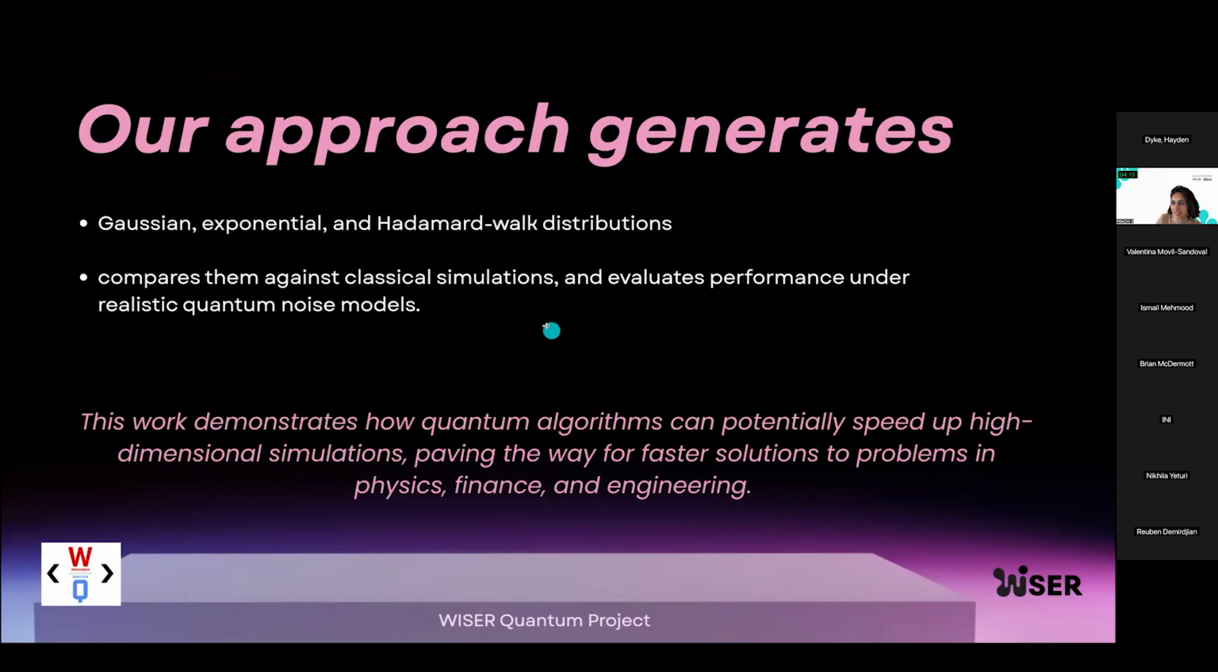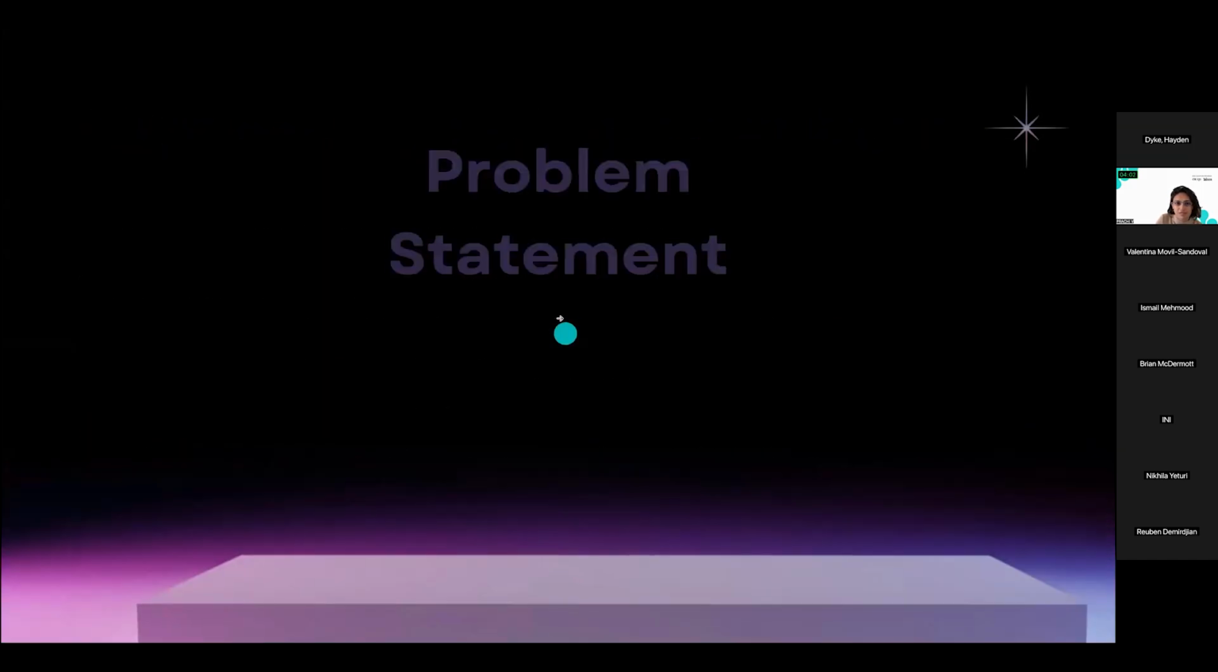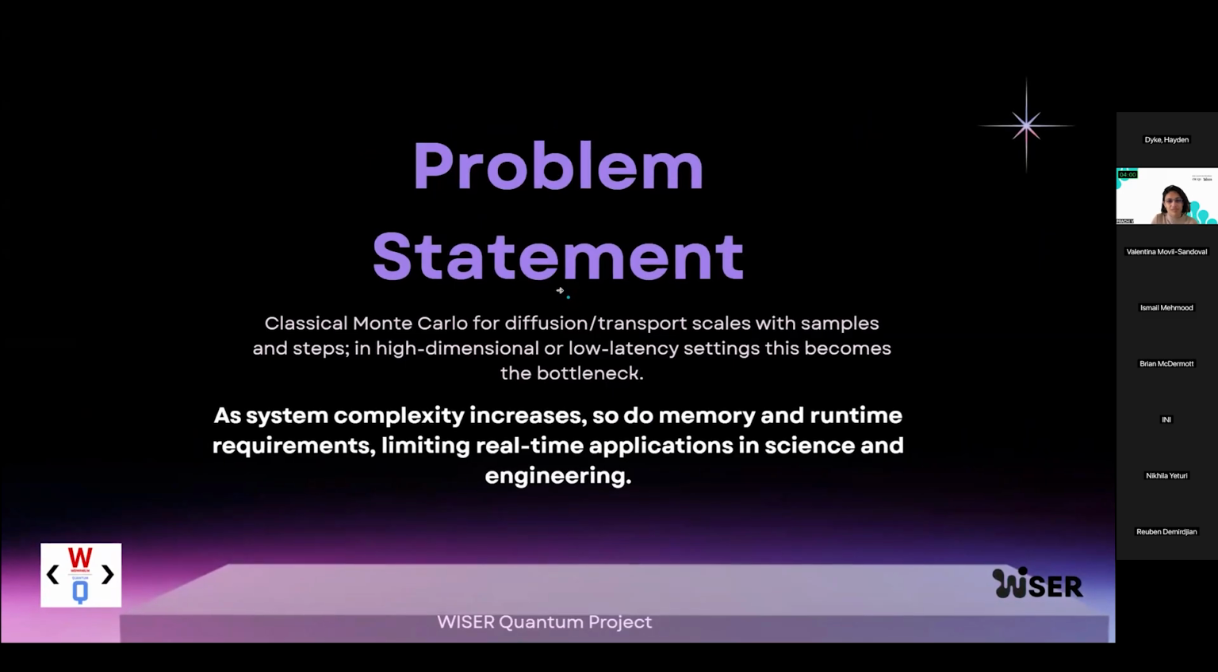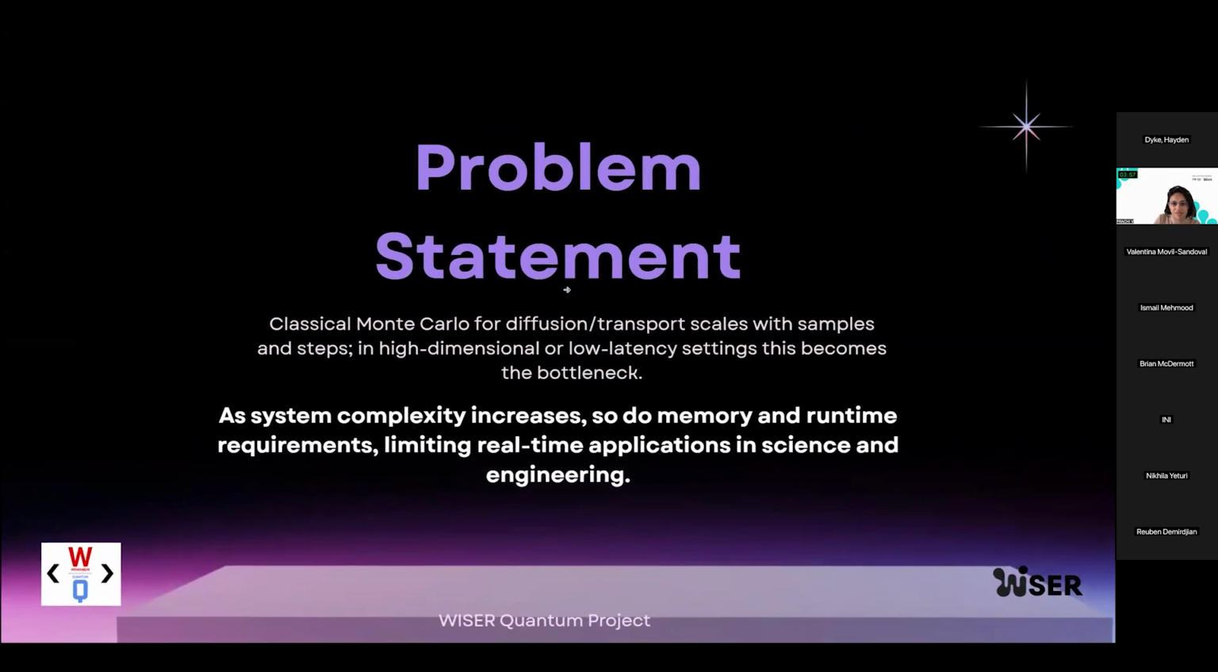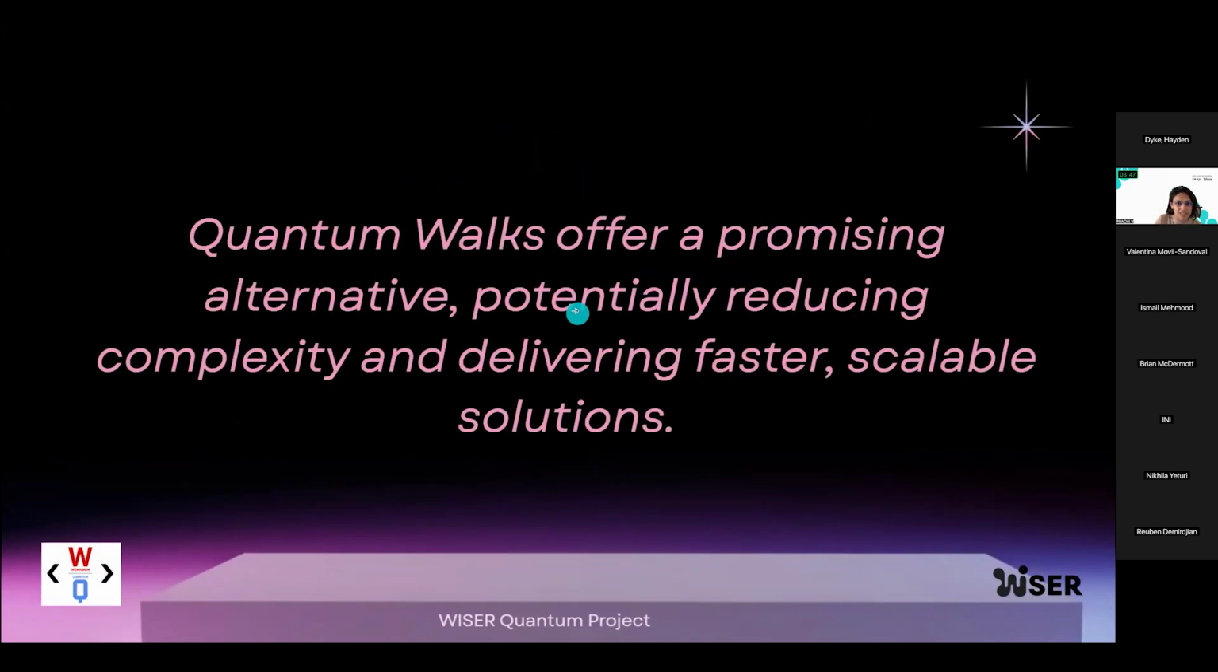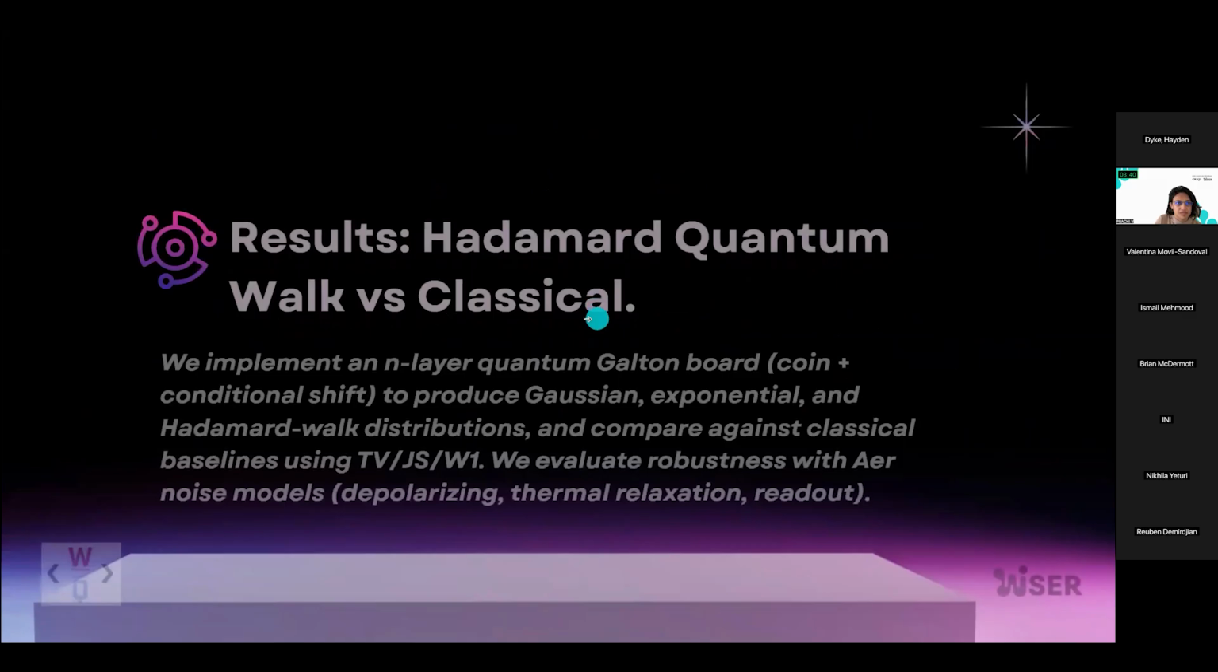This is basically about how quantum algorithms can potentially speed things up and give us faster solutions. Classical Monte Carlo for diffusion scales with samples and steps, but in high-dimensional or low-latency settings it becomes the bottleneck. So we are getting a different, promising alternative with the Galton box, from the paper that we studied and the whole model that we ran.